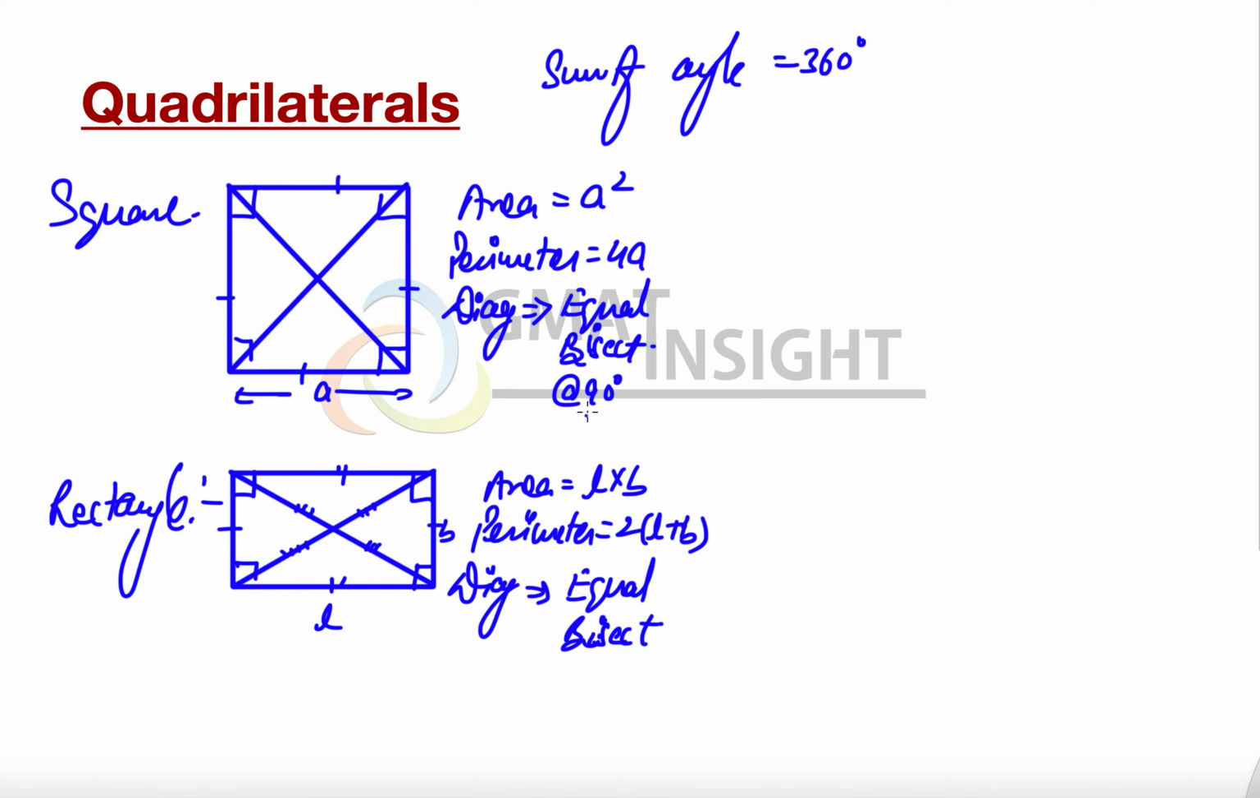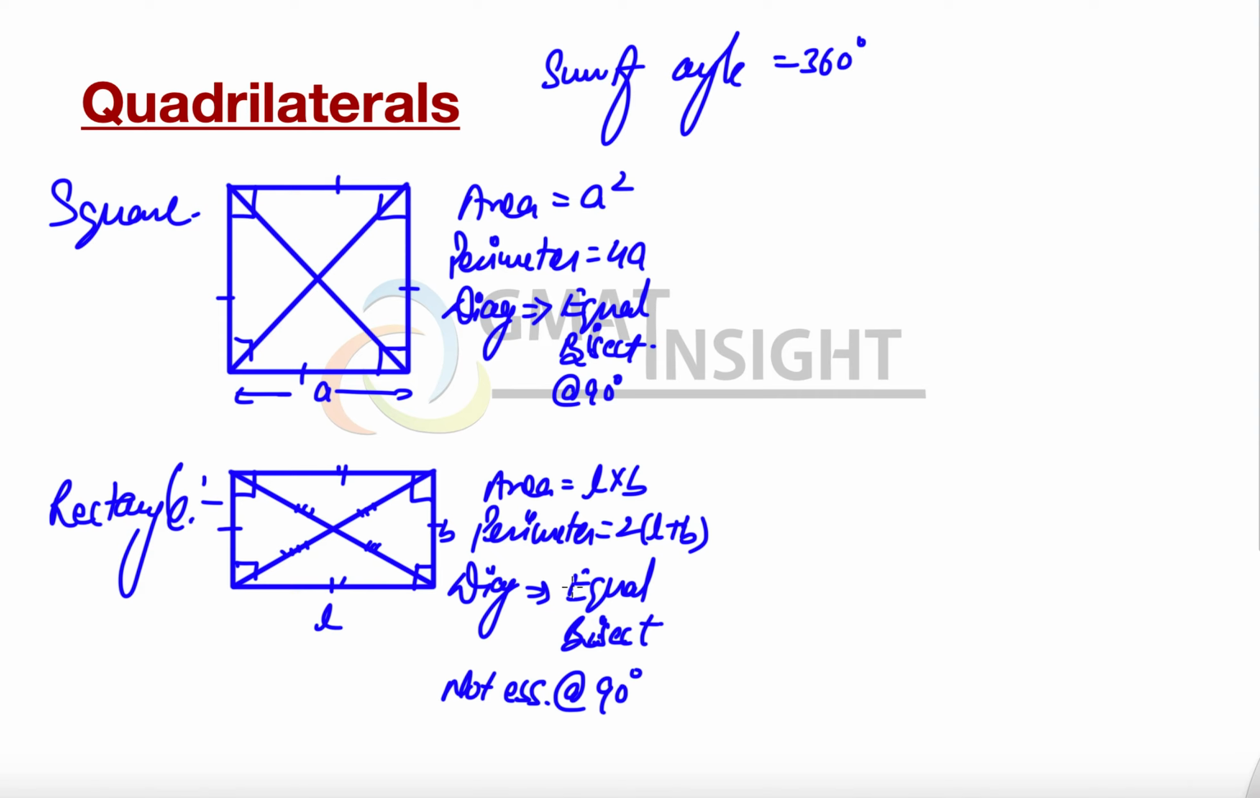And do they bisect at 90 degrees? From the figure you can understand that no, this angle is not 90 degrees. So we say that they don't bisect at 90 degrees essentially, however they may bisect at 90 degrees. Now the question is, what if they do bisect at 90? A rectangle in which the diagonals bisect each other at 90 degrees becomes a square. So we say that a square in a way is a subset of rectangle.